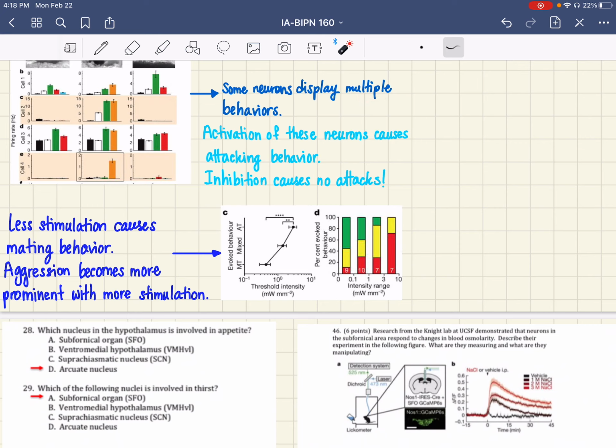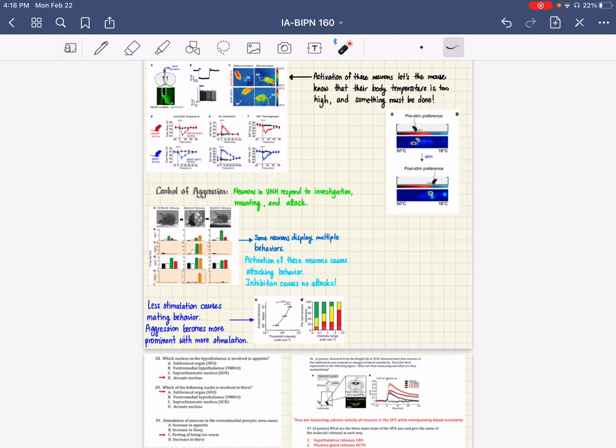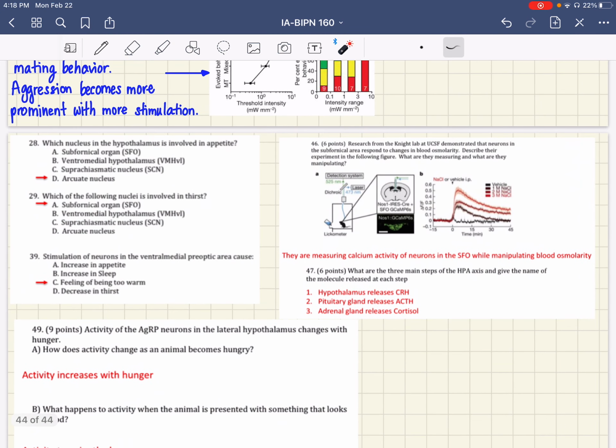Okay, so to review that last part, one neuron can display multiple behaviors. It can display mating and investigating and aggression. However, in this study, a neuron has to be stimulated to different degrees to show the different behavior. For example, less stimulation causes mating, and higher stimulation causes aggression. Okay, that is the end of lecture 11, or the end of this part 2 review video.